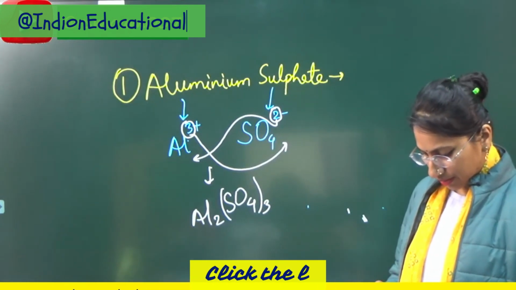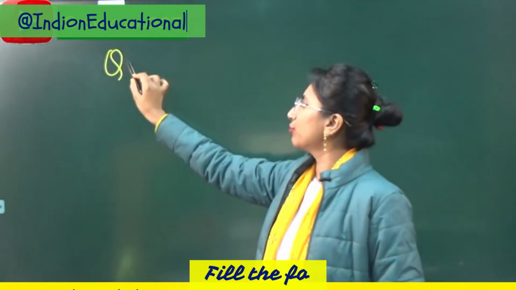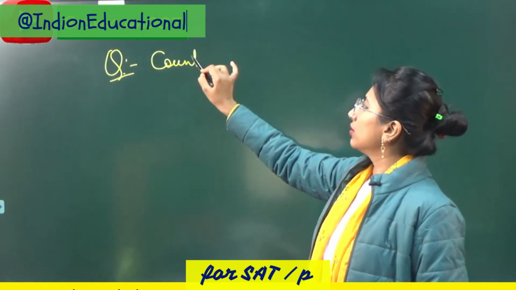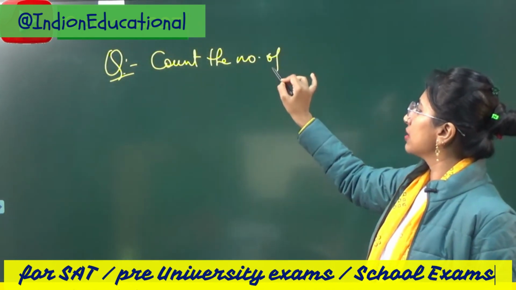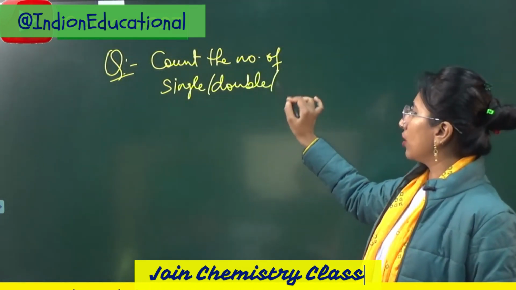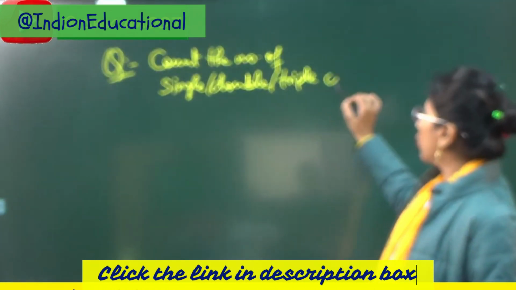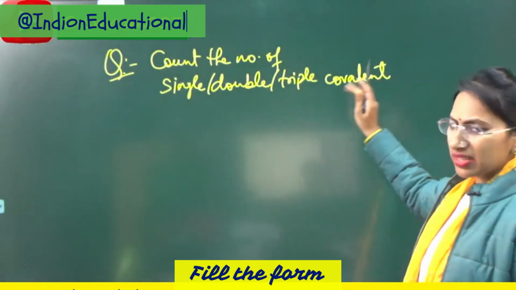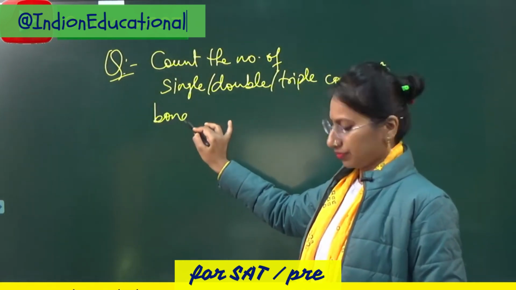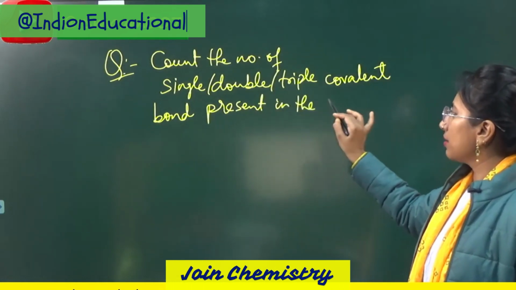So here it is. Question 2, I am writing here for you. Count the number of single, double or triple bonds present in the following compound. Triple covalent bond was there. These were all types of covalent bond, right? Single, double and triple bond were all types of covalent bond, right?